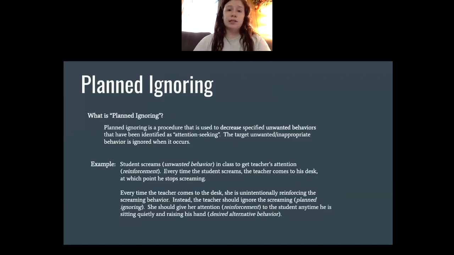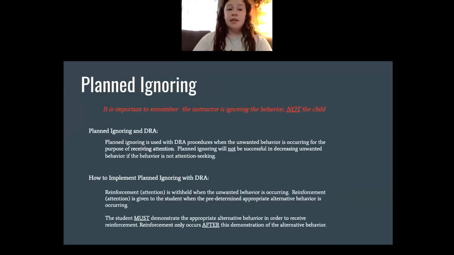This transitions us into planned ignoring. So when the student is screaming, we are going to ignore that behavior and we are not going to provide attention for that. However, as soon as the hand is raised, we're going to provide attention for that behavior because that is the behavior that we want to see in the future. As we see in the bold red letters here, it's important to remember that we are not ignoring the child. So at no point are we turning our backs completely from the child and not acknowledging them. We are simply ignoring the screaming behavior to diminish that behavior and instead encourage hand raising.